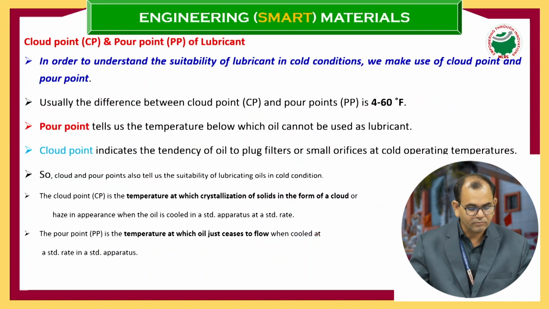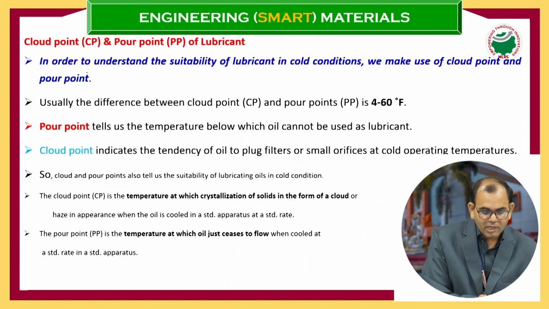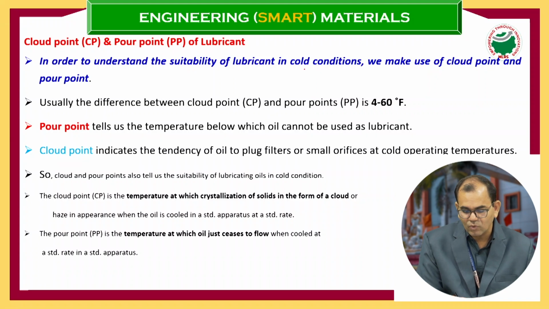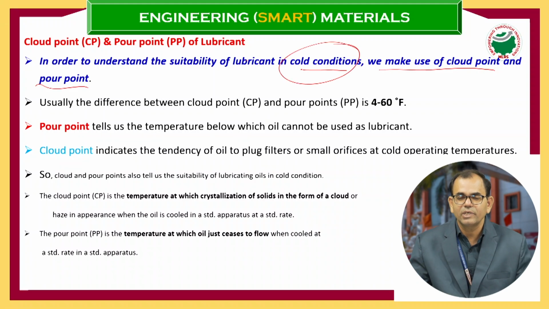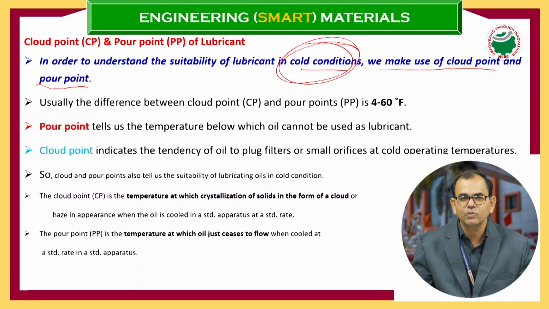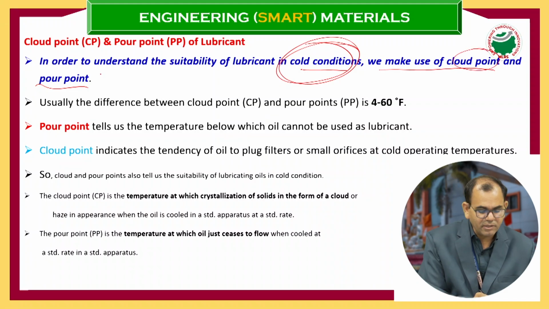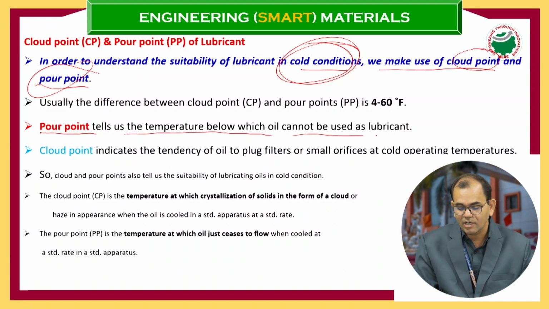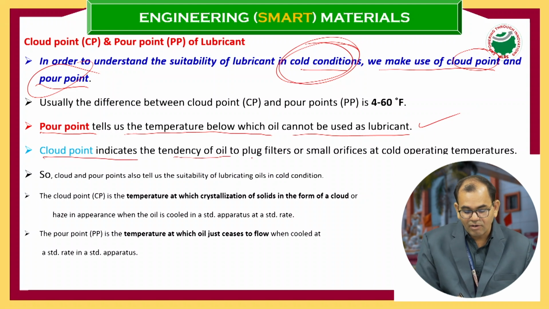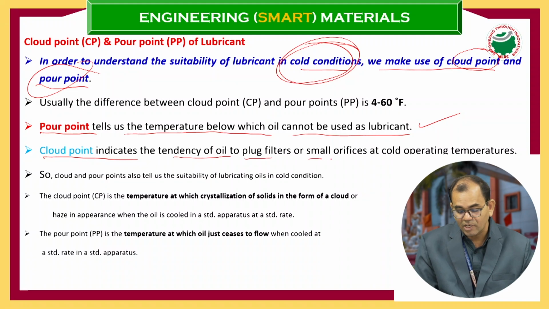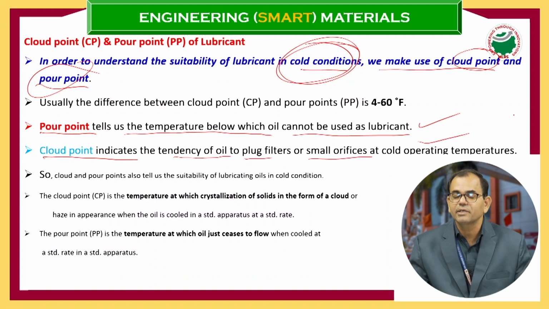Now, another property. In order to understand the suitability of a lubricant in cold conditions, we make use of cloud point and pour point. So, to understand the viscosity or lubricant property in cold conditions, we have two properties. What are those? Cloud point and pour point. What is the cloud point? It tells us the temperature below which oil cannot be used as a lubricant. And cloud point indicates the tendency of oil to plug filters or small orifices at cold operating temperatures.